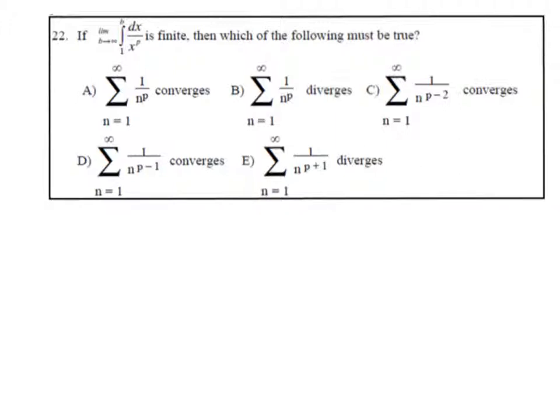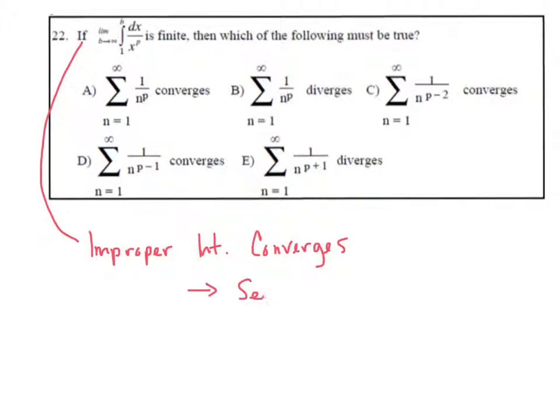Here's what this means. Let's just think about this. This means that the improper integral converges. It has an answer because the answer was finite. Well, what we've talked about with the integral test is if the improper integral converges, then the series that relates to it also converges.